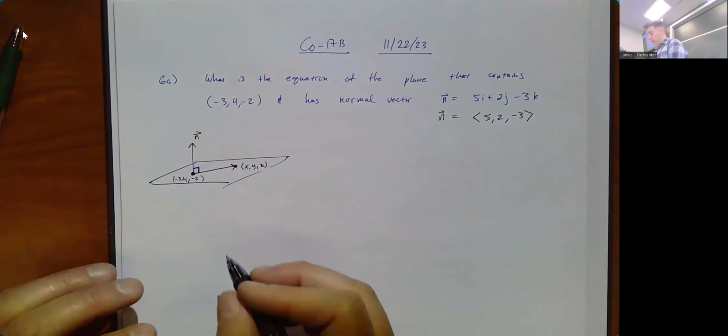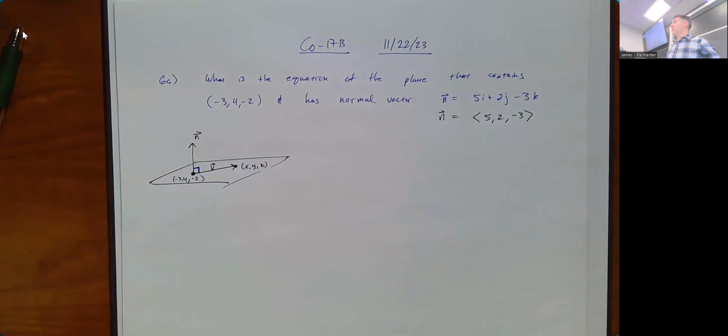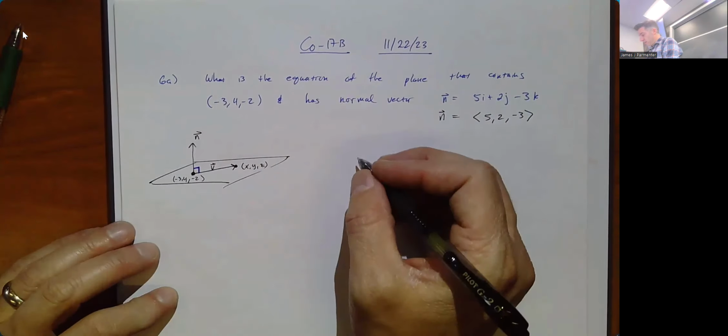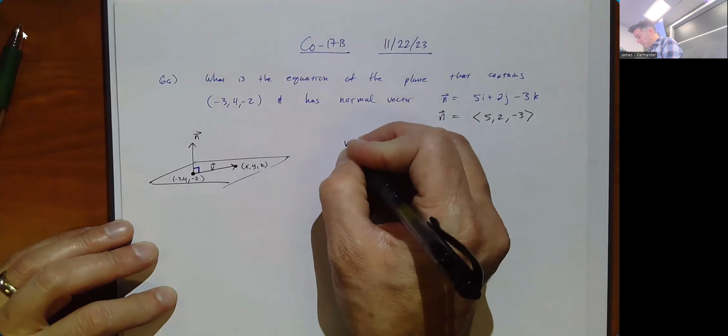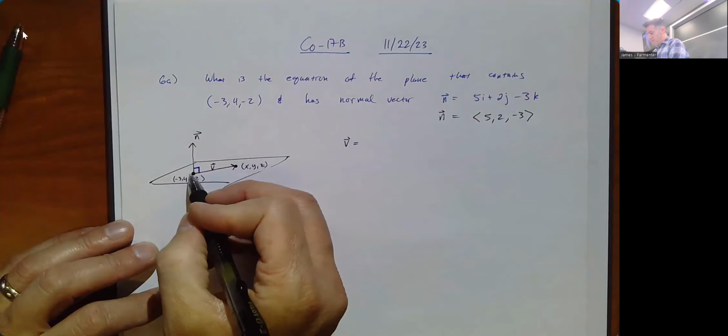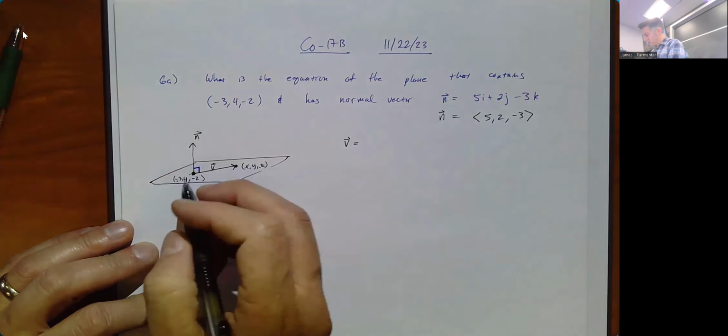I also personally would label this vector. I would call it V or A or whatever letter you like to choose. Anything is fine, except for N. You shouldn't use something you've already used. And then, because I know what N is already, I'm going to write down what V is. V is the vector that starts at that point and ends at that point. So it's these coordinates minus those coordinates.